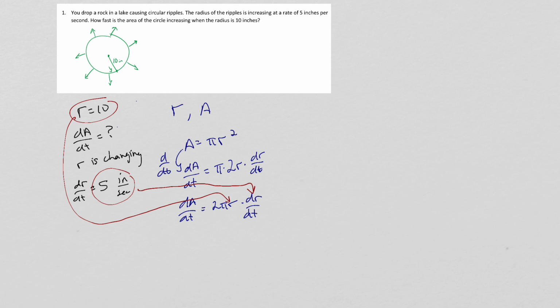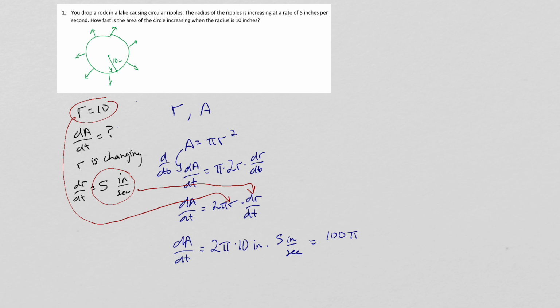So from there, I'm going to go ahead and get dA/dt equals 2 pi times 10 inches, because I want you to see how the units work out, times my dr/dt, which is 5 inches per second. If we ignore the units for now and just multiply everything else, I've got 5 times 10, which is 50, times 2, which is 100, times a pi. So I wind up getting 100 pi.